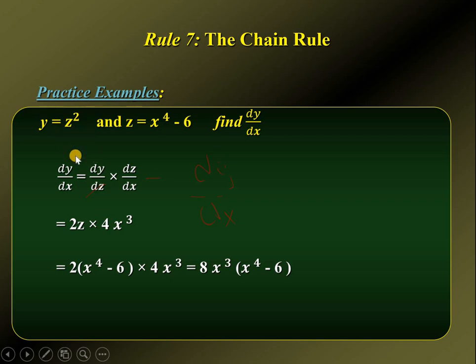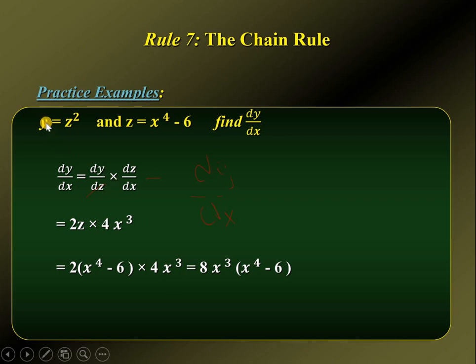Derivative of z squared is 2z times dz over dx. Derivative of x power 4 is 4x power 3, derivative of 6 is 0. Now, I have to replace z by what? x power 4 minus 6. So it is 2 times the bracket x power 4 minus 6 multiplied by 4x power 3.